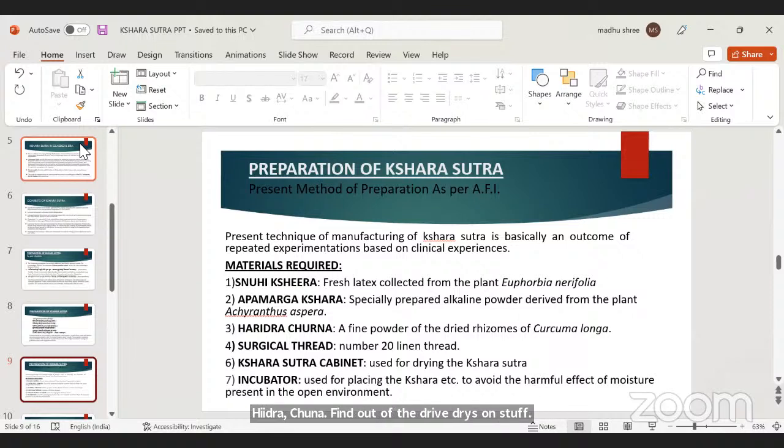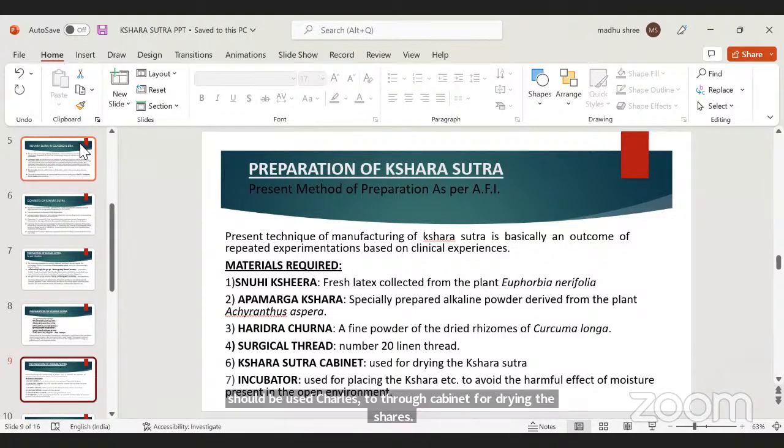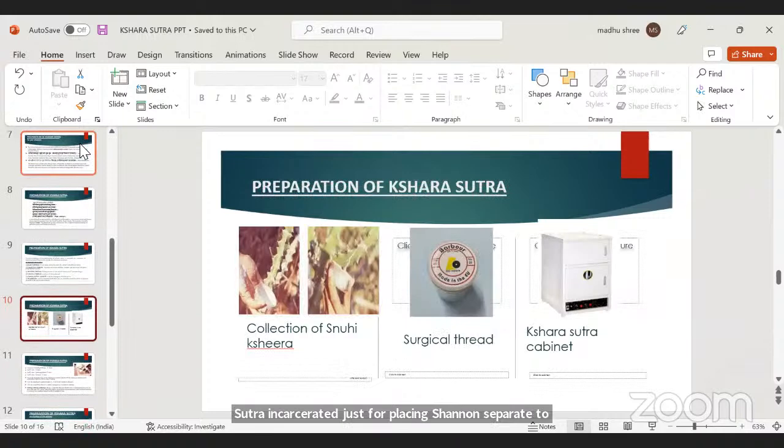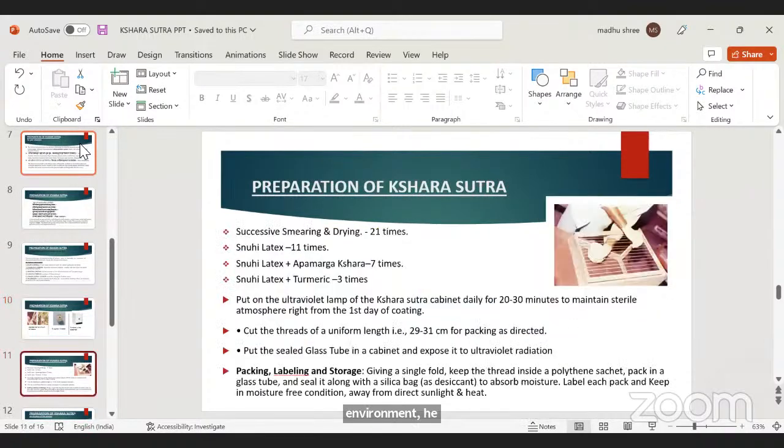Surgical thread, number 20 linen thread should be used. Kshara Sutra cabinet for drying the Kshara Sutra, an incubator used for placing the Kshara Sutra, to avoid the harmful effect of moisture present in the open environment. These are the images of the collection of Snuhi Kshira, surgical thread, and the Kshara Sutra cabinet.